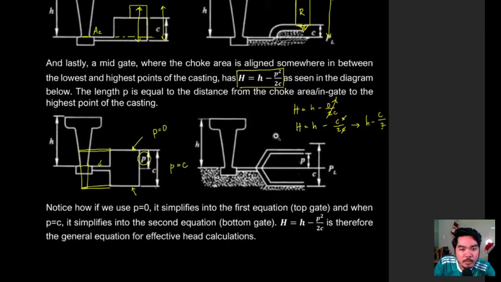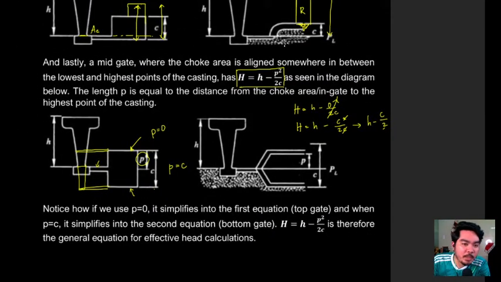So you can use this general equation. If you don't have any notes, you can just memorize this one equation right here. Just this P squared over 2C, and then you can derive all the configurations.